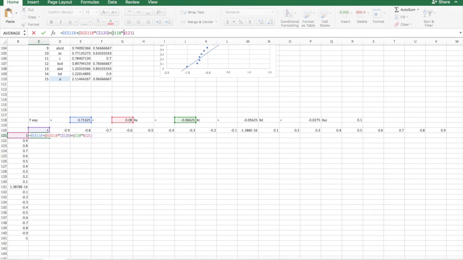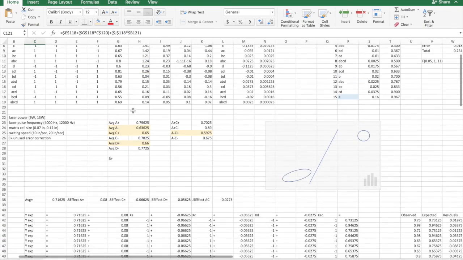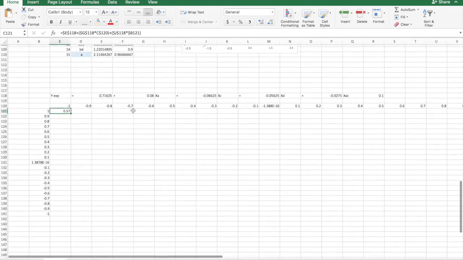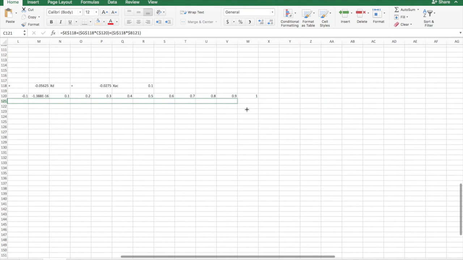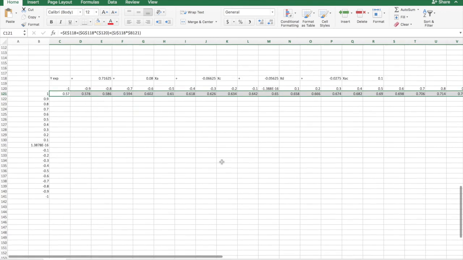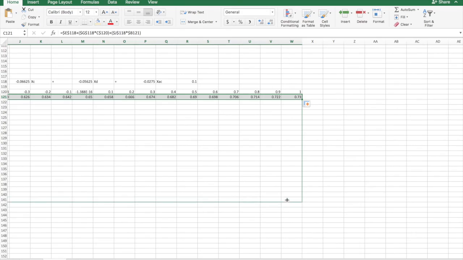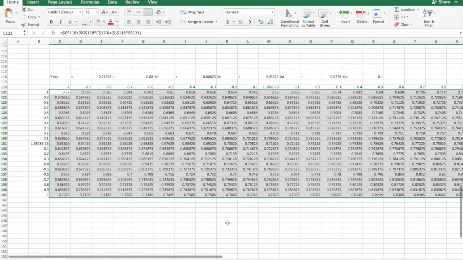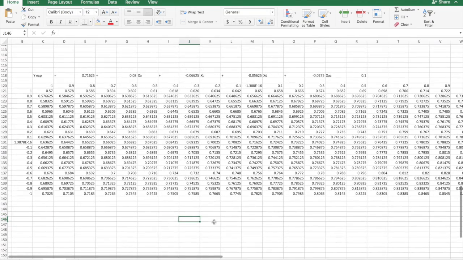And we're going to select, and then in here it's going to be on the left side, and we click enter, and then we scroll down until 141, and we have our contour plot.